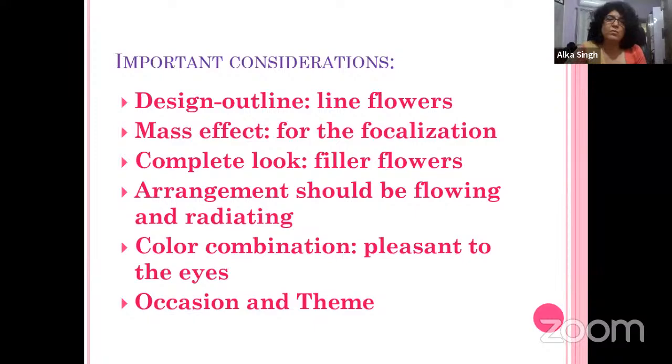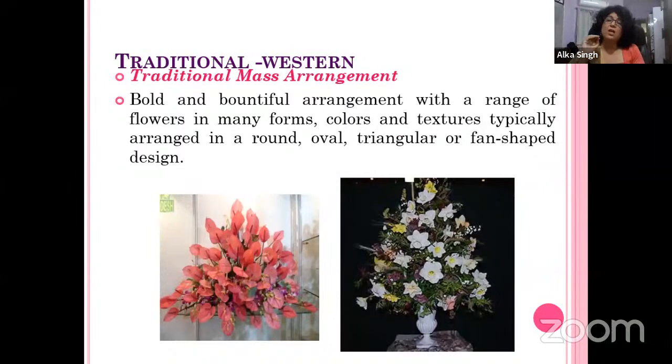Now in Western, as I said, it started with the mass kind of arrangement first. Initially it came up as triangular, and in triangular also it has more mass effect. So they were known as traditional mass arrangements, those arrangements which were bold and beautiful, with many forms, colors and textures. They would use many different kinds of textures, like larger flowers, then finer flowers, foliage. They would just mix and match.